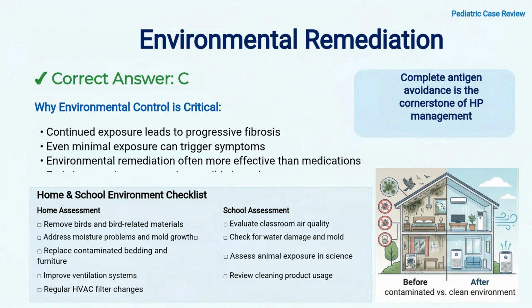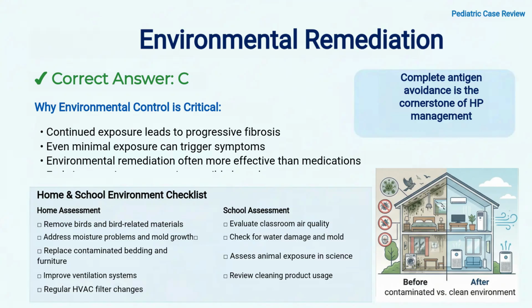Complete antigen avoidance is the cornerstone of hypersensitivity pneumonitis management. This is critical for several reasons. Continued exposure leads to progressive fibrosis. Even minimal exposure can trigger symptoms. Environmental remediation is often more effective than medications, and early intervention prevents irreversible lung damage.